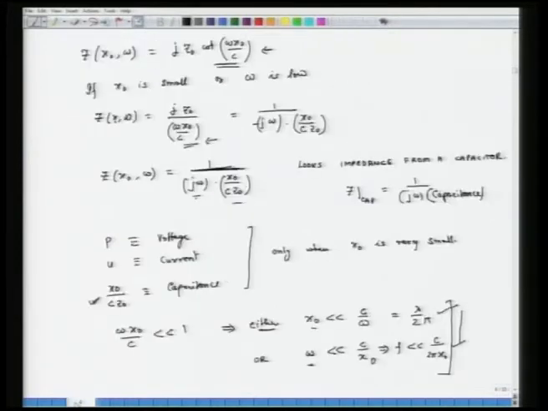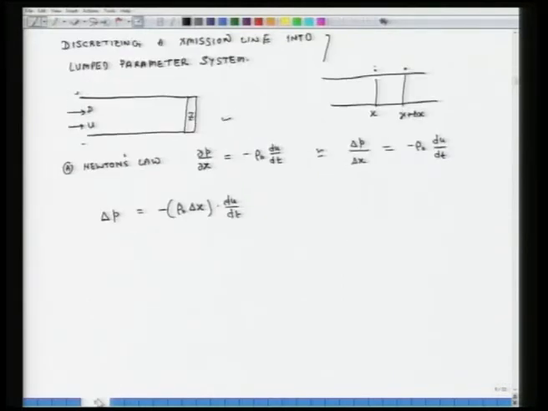So, earlier we had said that if pressure is analogous to voltage and u is analogous to current, then we had drawn some analogies. Now, what this momentum equation is telling us is that small change in pressure is equal to a constant, which is rho naught times delta x, times the differential of velocity with respect to time. So, this is analogous to voltage equals L dI over dt. If I say that small change in pressure corresponds to voltage and u corresponds to current, then this corresponds to inductance.